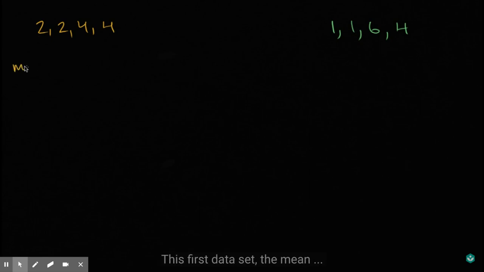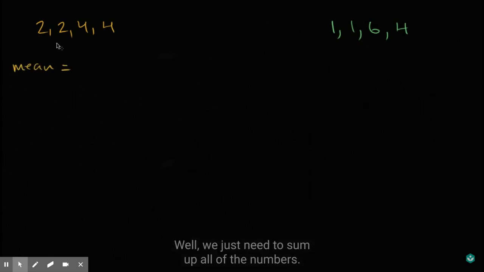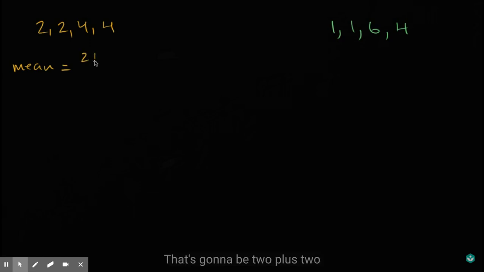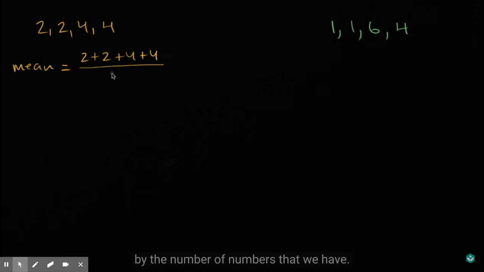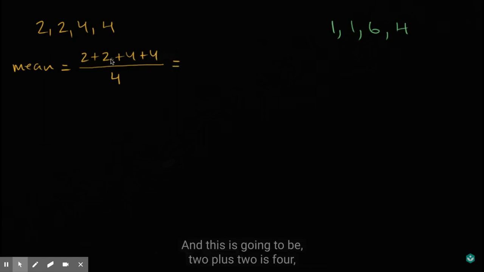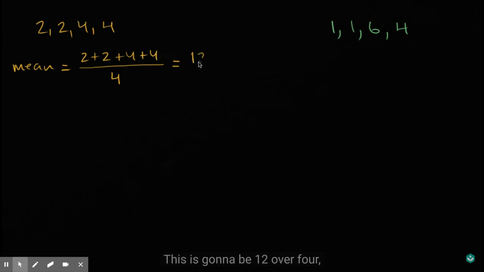So this first data set, the mean, well, we just need to sum up all of the numbers. So it's going to be 2 plus 2 plus 4 plus 4. And then we're going to divide by the number of numbers that we have. So we have 1, 2, 3, 4 numbers. So that's that 4 right over there. And this is going to be 2 plus 2 is 4, plus 4 is 8, plus 4 is 12. So it's going to be 12 over 4, which is equal to 3.